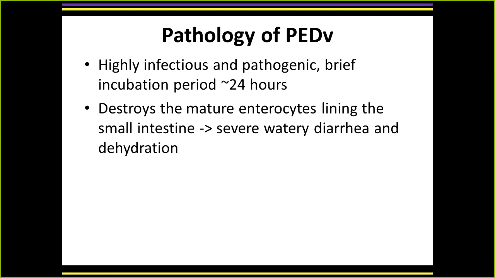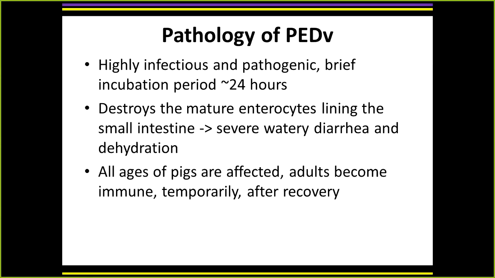This is the critical part to understand, and it's a little bit of a difficult part, but the target or permissive cell for PEDV virus is the mature enterocyte, which lines the small intestine. That's the cell that is killed by the virus, and it results in a severe watery diarrhea and dehydration.